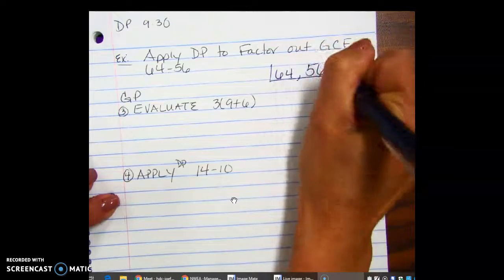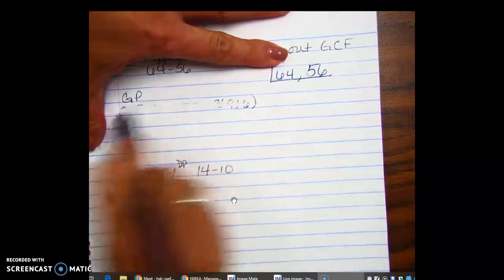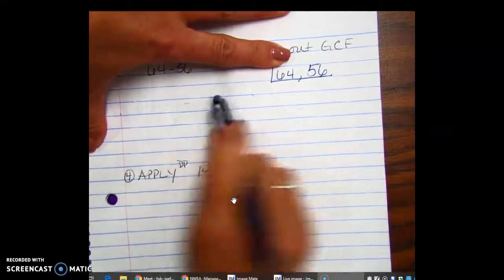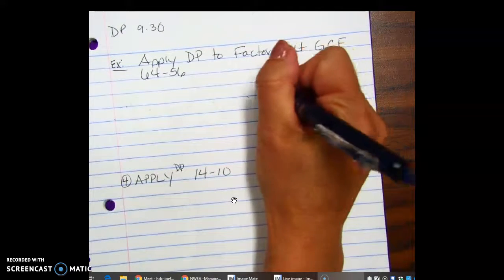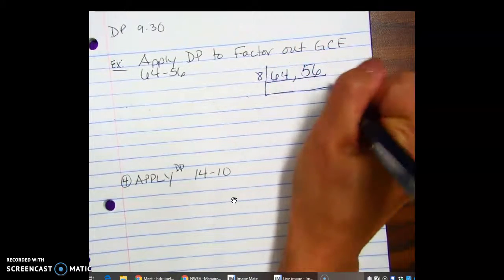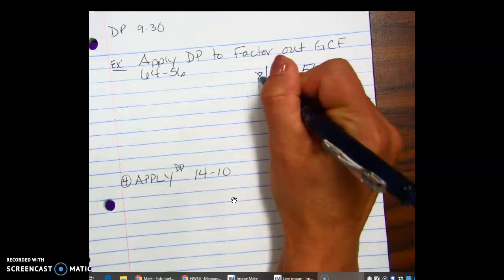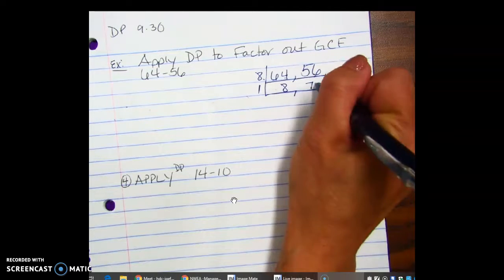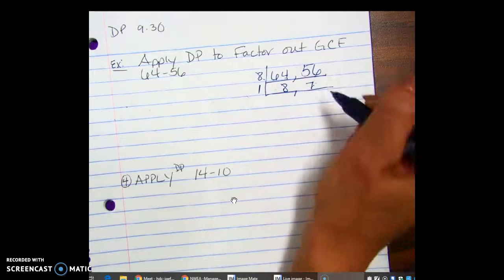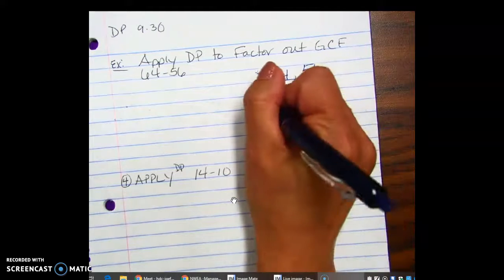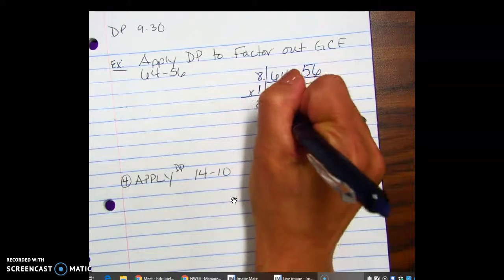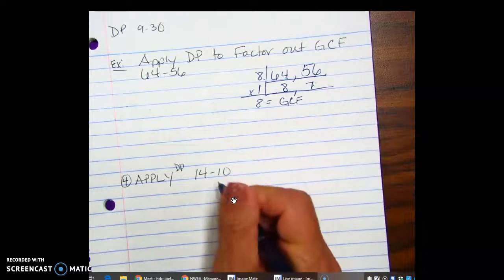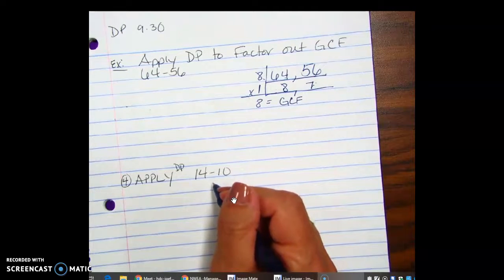Now, because I am a super pro at my math facts, I know that 8 goes into both of these numbers evenly. 8 goes into 64 8 times, 8 goes into 56 7 times, and the only factor between 8 and 7 is 1. So my greatest common factor is 8. Step 2 is to divide.